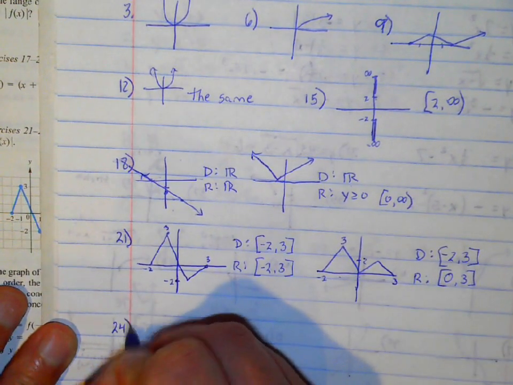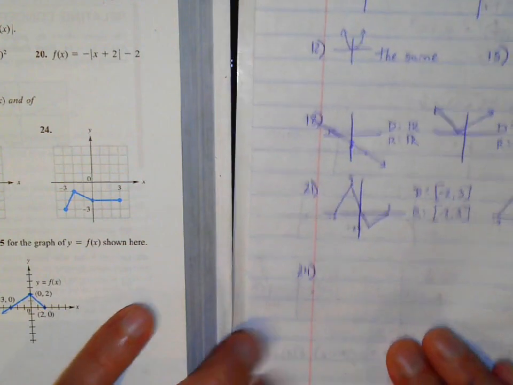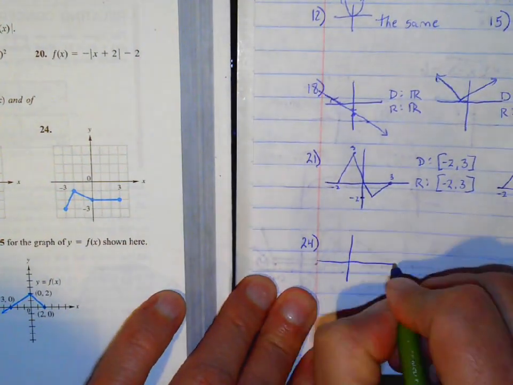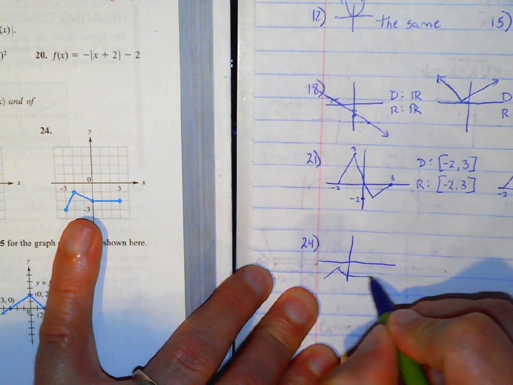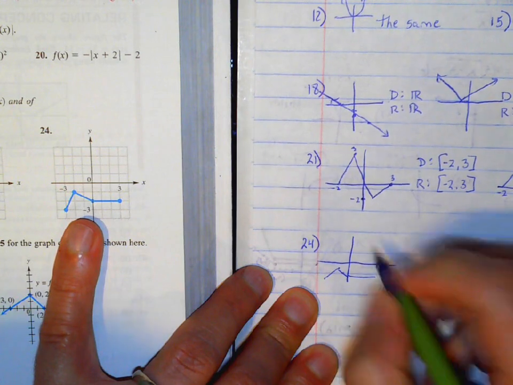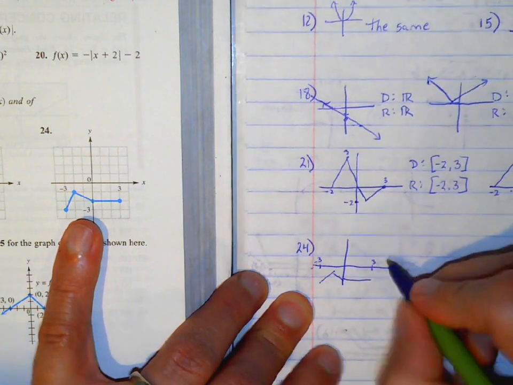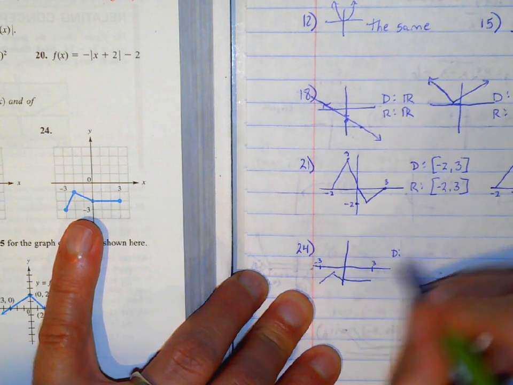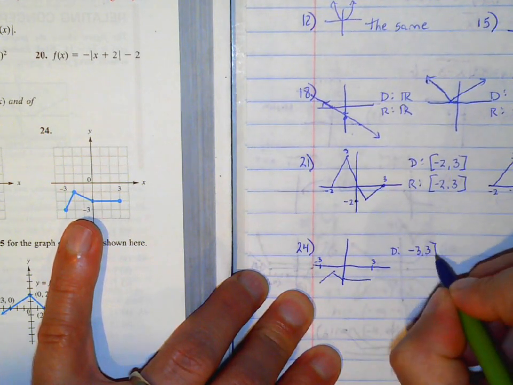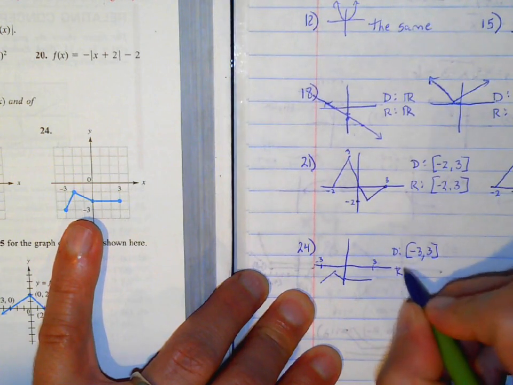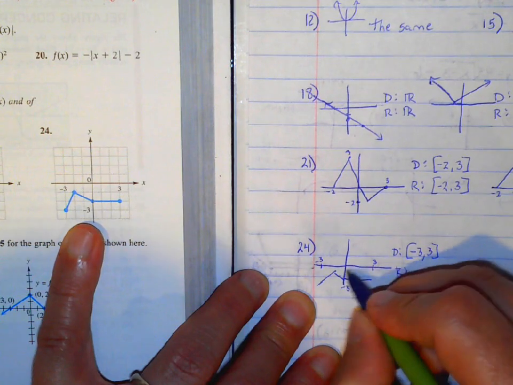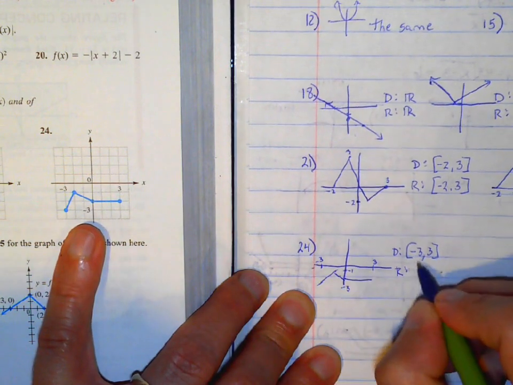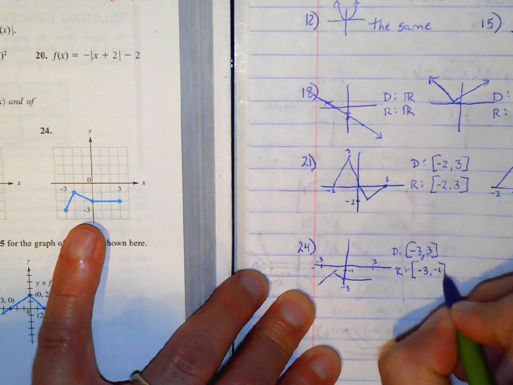Number 24. Just the same thing, just a different graph here. So our original graph goes out to 3 and goes down here to negative 3. So once again, our domain goes from negative 3 to 3. And our range, this goes down here to negative 3, and this goes up here to negative 1. So our range is from negative 3 to negative 1.